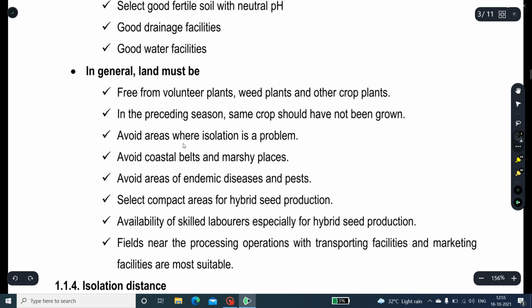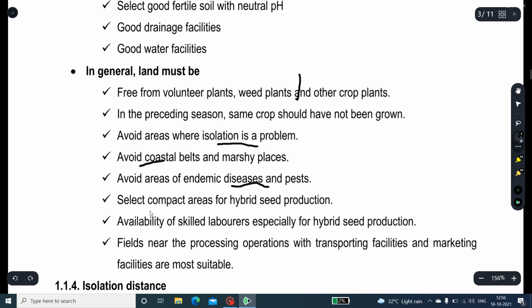And in general, the land must be free from volunteer plants, weed plants and other crop plants that we have already seen. And in the preceding season, the same crop should not be grown. So avoid areas where isolation is a problem, and avoid coastal belt and marshy places to avoid relative humidity and temperature problems, and avoid areas of endemic diseases and pests.